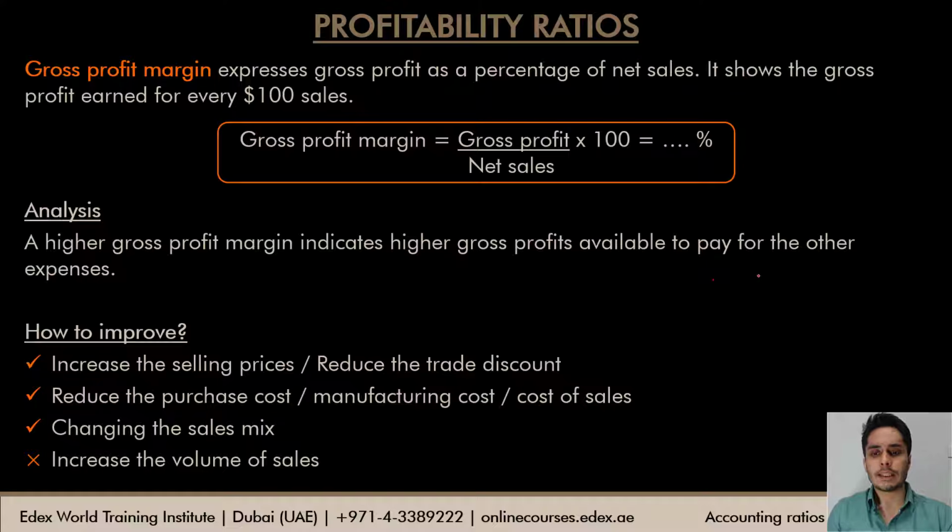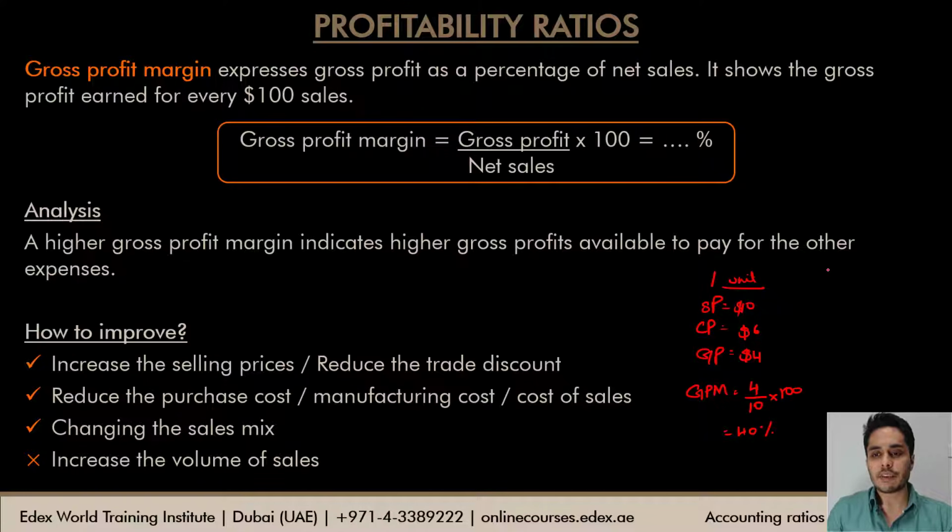Let's say there's a business that sells just 1 unit of a product during the period where the selling price is $10, cost price is, let's say, $6. So gross profit would be $4 per unit. And if you calculate the gross profit margin, 4 divided by 10 into 100, 40%.